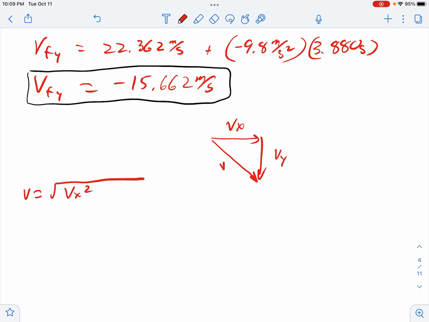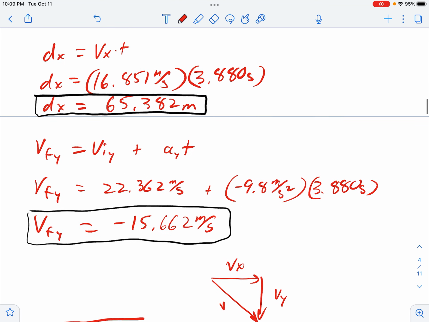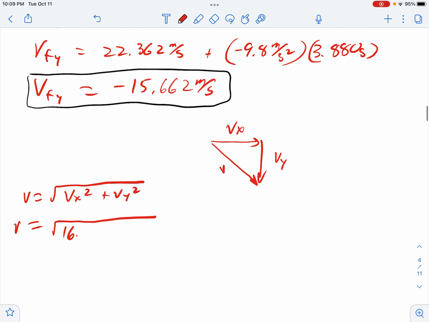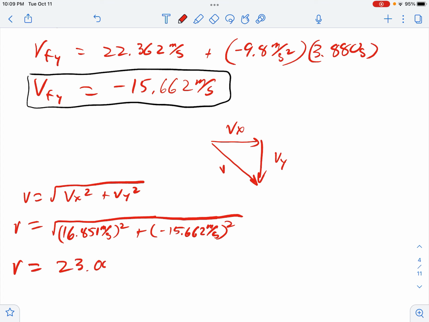I get Vx squared plus Vy squared, square rooted. Okay, so I just plug in 16.851, that's the Vx that we started with. Square that. Add that to negative 15.662 meters per second, that's my Vy squared. If I throw that into a calculator, I should find 23.006 meters per second. So that would be the value of that right there. That's how fast it's moving.